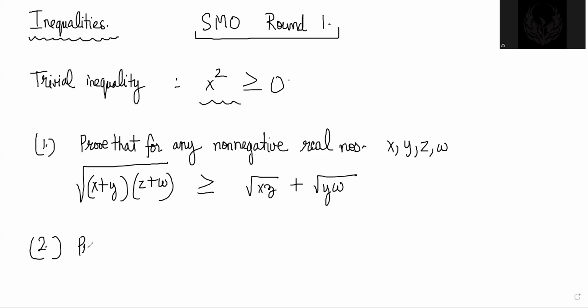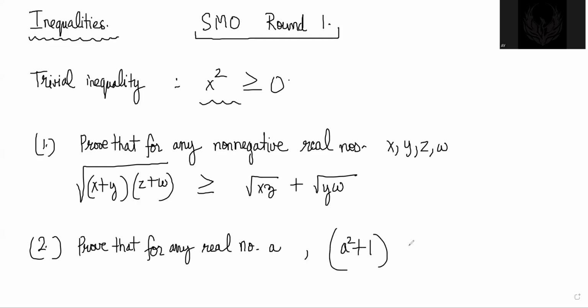Second problem is prove that for any real number a, a square plus 1 times 5a square plus 1 is greater than or equal to 4a into a cube plus a square plus 1.